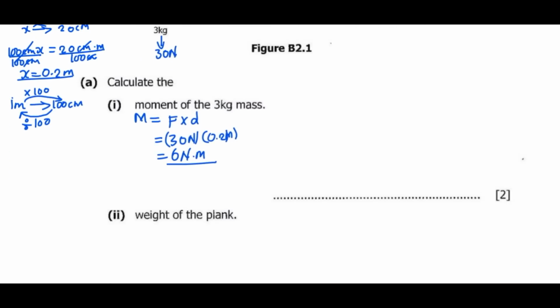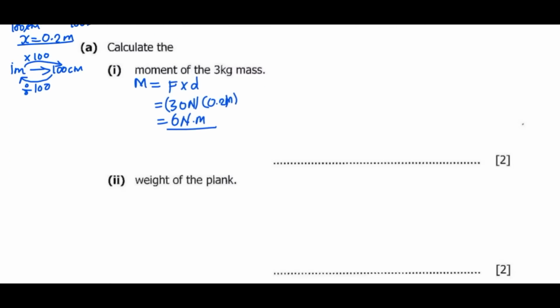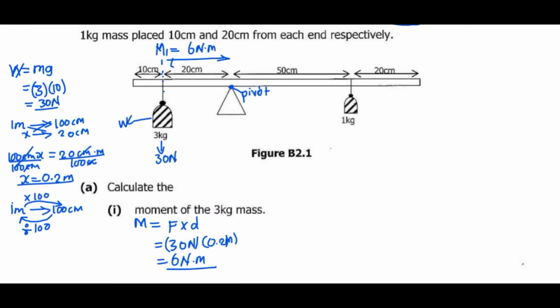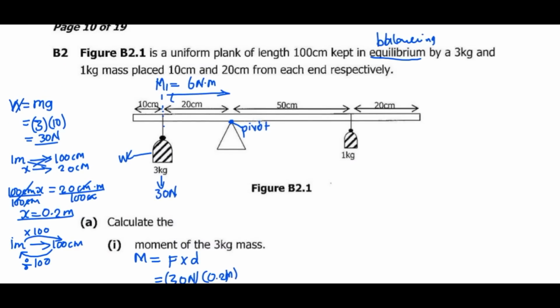Okay, then Roman number 2, weight of the plank. How can we find the weight of the plank? So what are we going to do? Since we are told it is in equilibrium, let's first find the moment of this. Let's check if this will give us the same moment. Then we'll be able to see if the plank played a certain role.